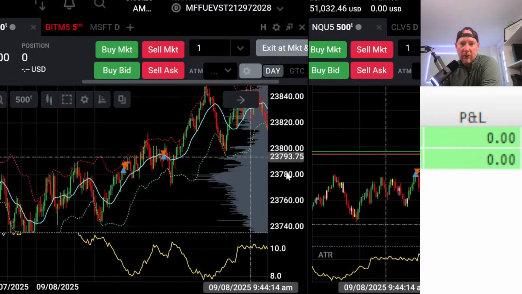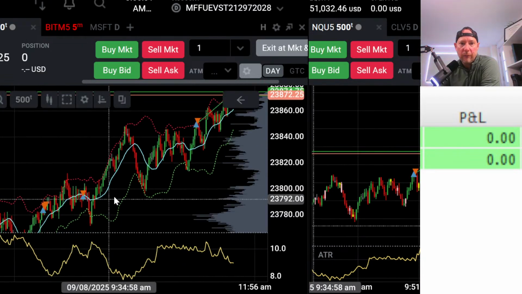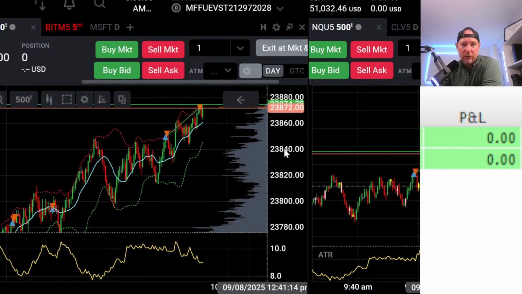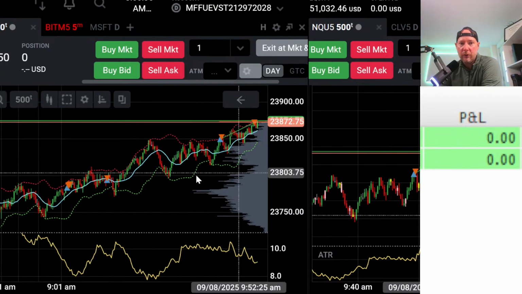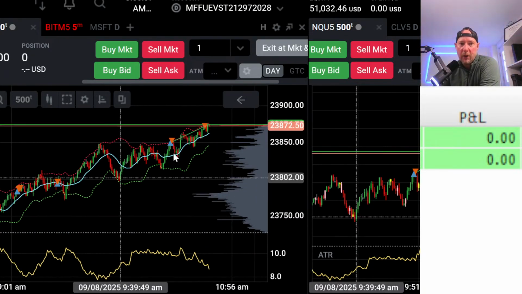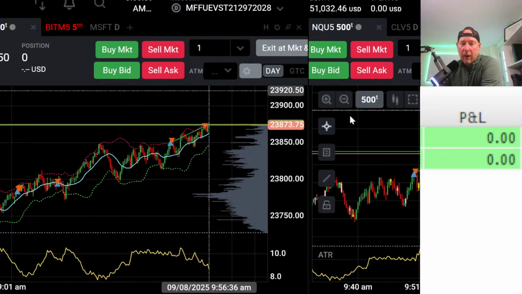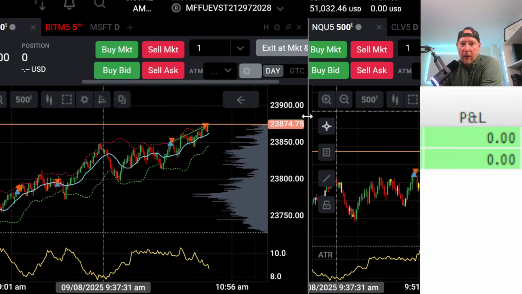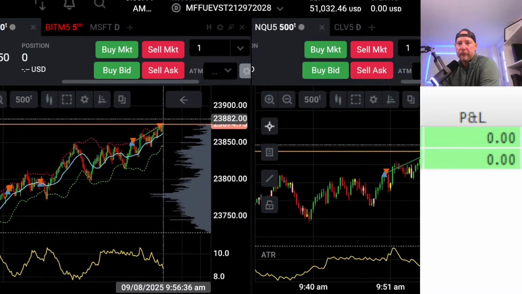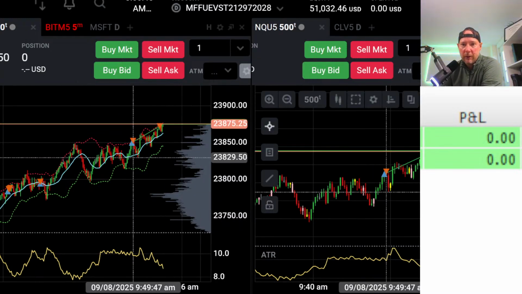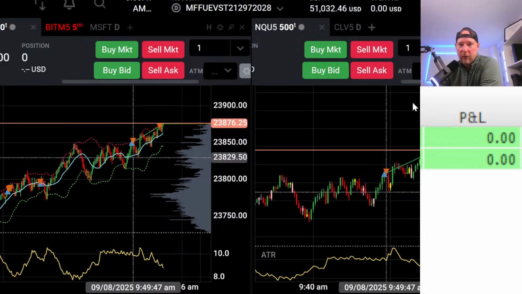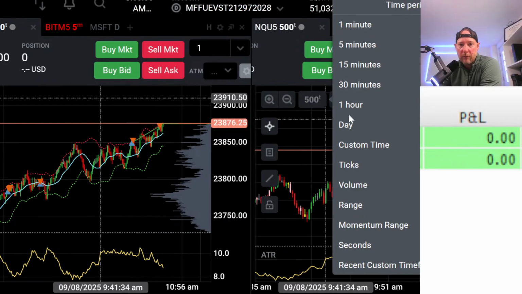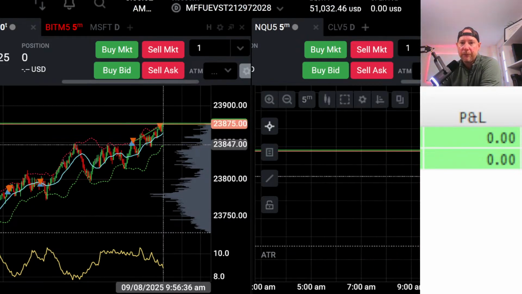So again, let's take a look. 1, 2, 3 trades. 3 trades, and we are 1/3 of the way there. So let's switch now to our, let me just quickly move this to 5 minutes.